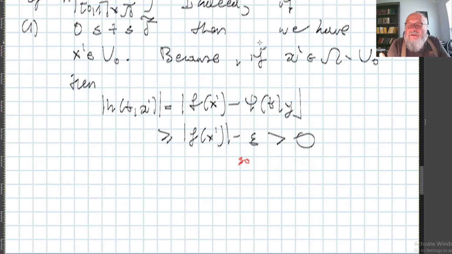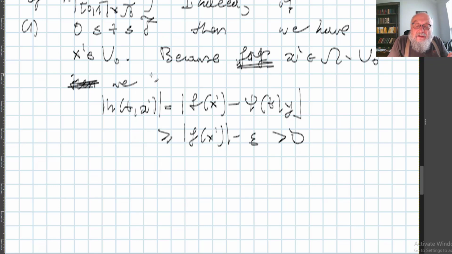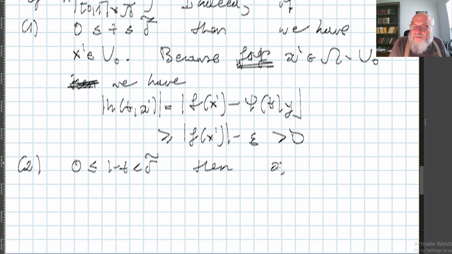Or we can write it down, maybe like this. Larger than 0, so 4x we have. So similarly, if you have the other one, 0 smaller or equal 1 minus t smaller, then we have here that x prime must belong to u1 by the same argument.